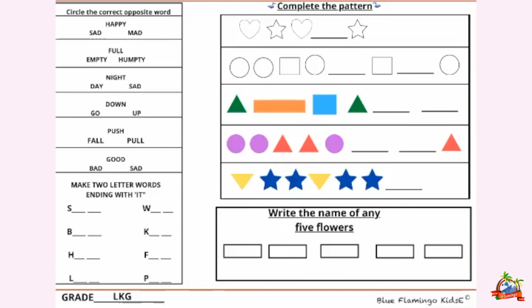Or you can write pansy. P-A-N-S-Y, pansy. So these are the names of 5 flowers. You can also write hibiscus, sunflower, dahlia, mogra. Okay, these are also a few flowers' names.